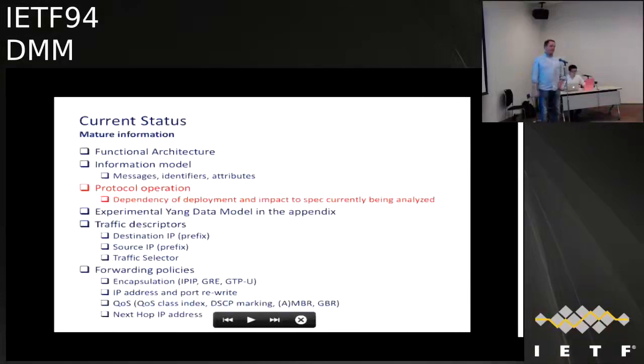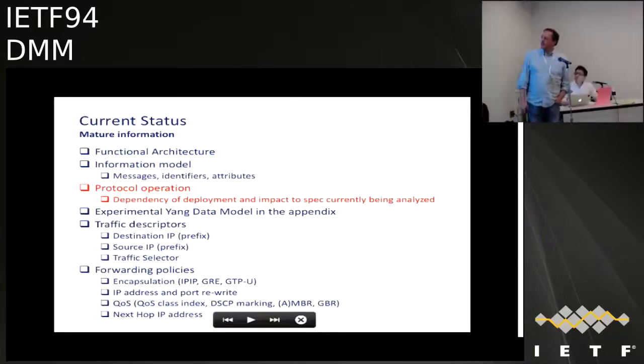So this is still the current status. We did not update the draft for the following reason. It's mature in the sense that we address a couple of attributes which are needed to exchange between the control plane and the data plane. We have an information model, functional architecture, traffic descriptors, and associated attributes to declare the policy rules, like encapsulation, which encapsulation type is requested, QoS type, or forwarding decisions.